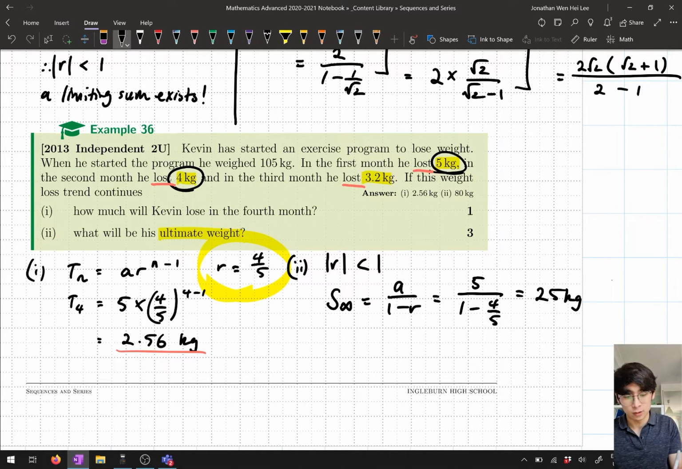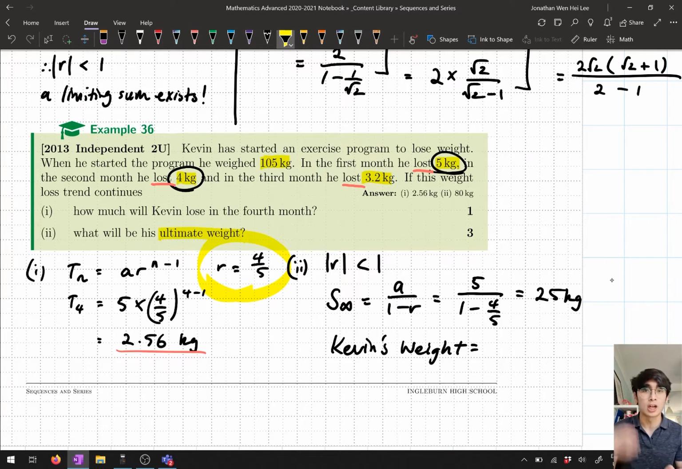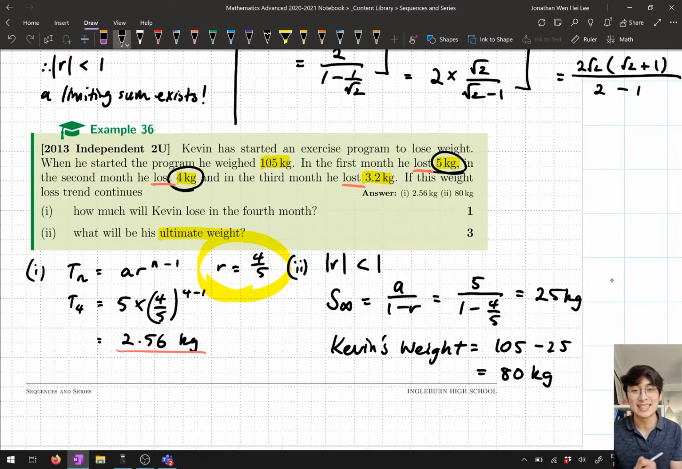And so if I want to find Kevin's weight, that's just going to be whatever his starting weight was minus this amount that he lost. If you have a look in the question, he started off as 105 kilograms. And so Kevin's weight is just going to be 105 minus 25, which tells me he's going to end up weighing 80 kilograms. That's his ultimate weight. Okay, so that's another example where we can use our limiting sum. And once again, when you see a common ratio of a geometric series being less than 1, that should indicate to you that I need to use the limiting sum formula as opposed to my regular formula.